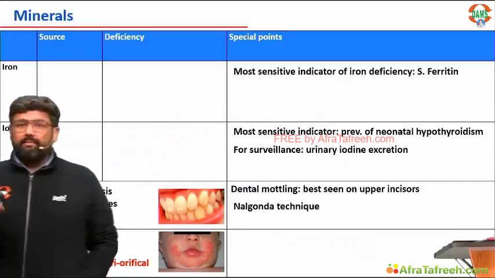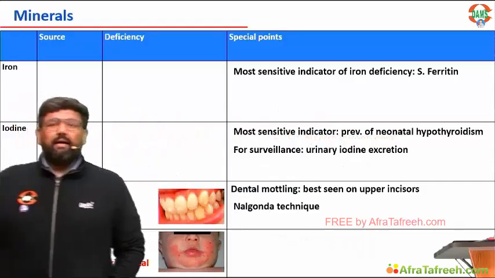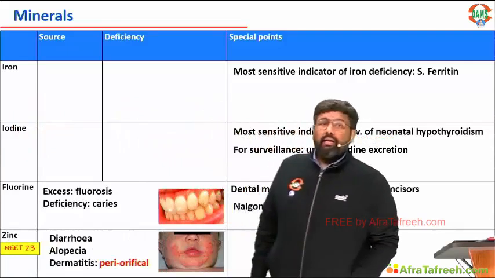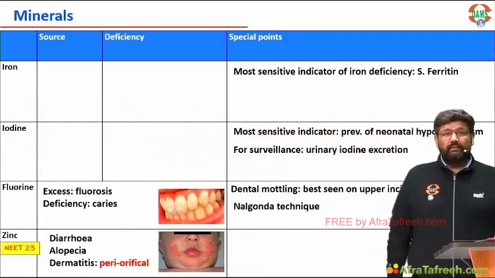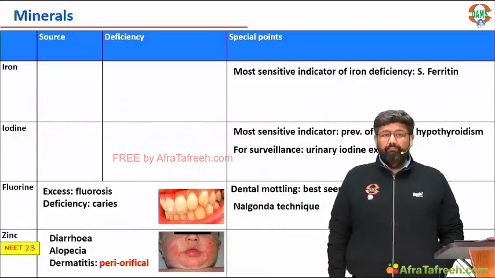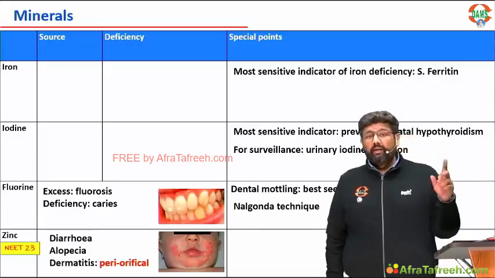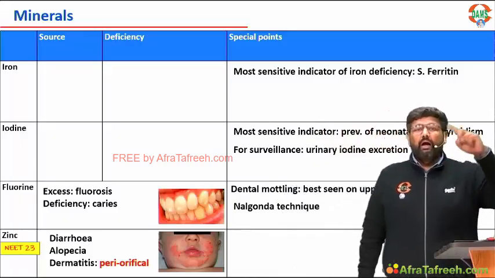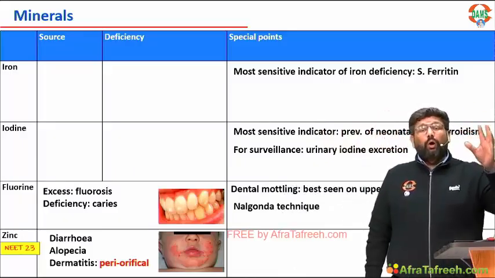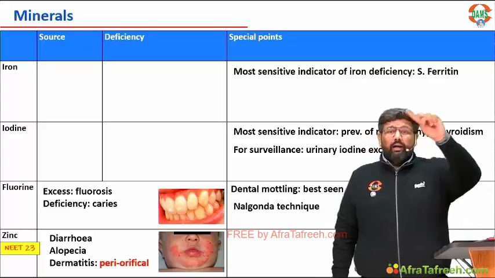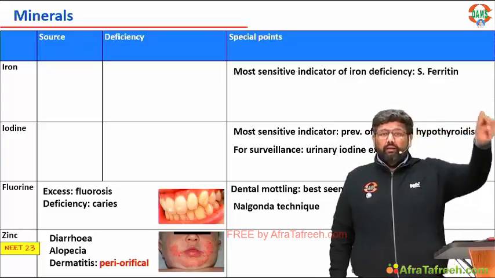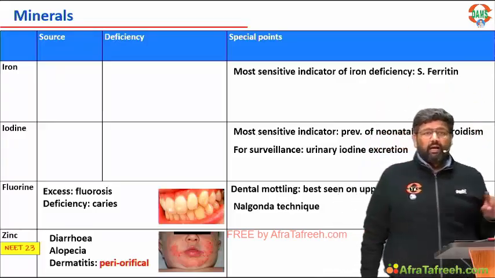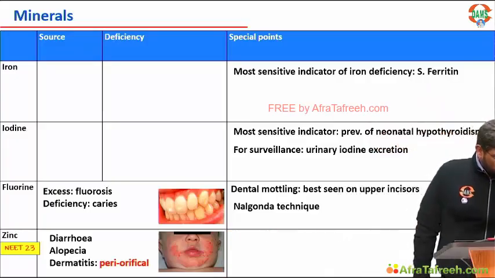Right? This image was given, and they ask why this is happening. So zinc deficiency causes, the mnemonic is DAD: diarrhea, alopecia, dermatitis. The beauty about this dermatitis is that it is periorificial, around the mouth as you can see, or you can get an image around the anal or genital area. The classical finding is periorificial.